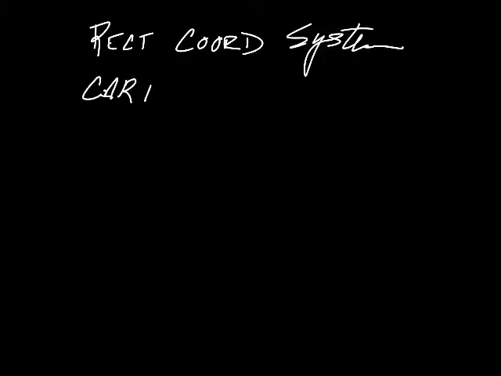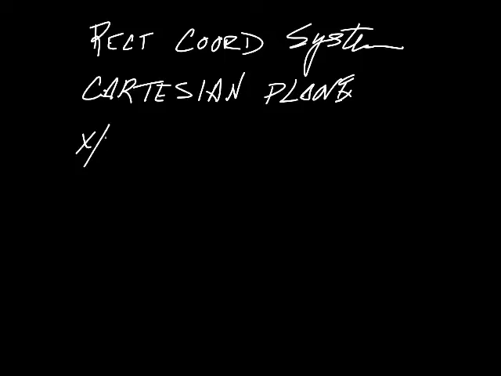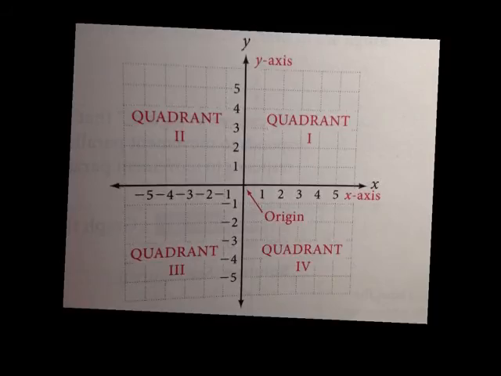coordinate system. It's also called the Cartesian plane, and I usually just call it the XY axis. Any of those 3 would work as your description, but I will call it the XY axis just because it flows off my tongue easier. And it looks like this.